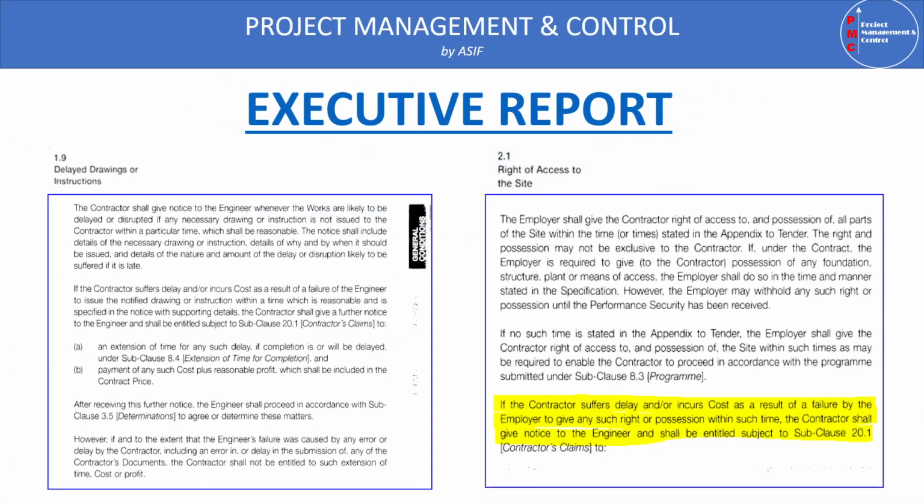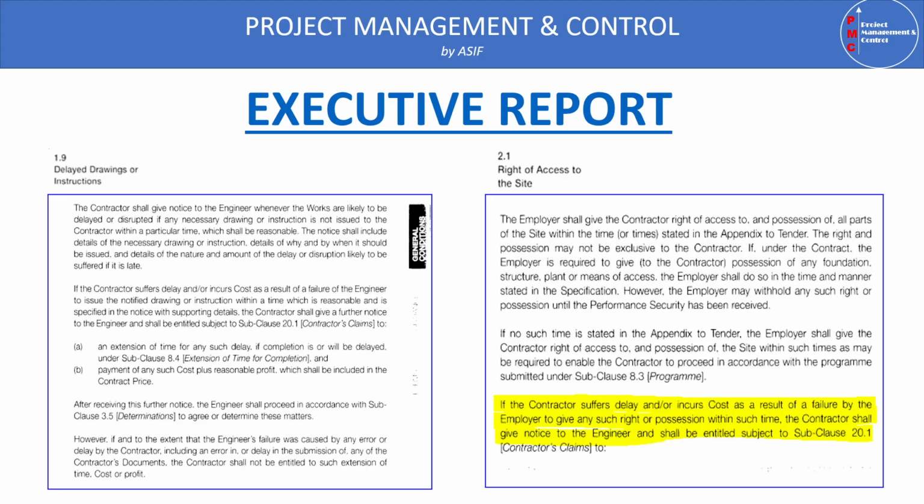Now we will see the clauses as per FIDIC 99 which are helpful for the contractor to prepare a claim. Number one is clause 1.9, which is related to delayed drawings or instructions. The contractor shall give notice to the engineer whenever the works are likely to be delayed or disrupted if any drawing or instruction is not issued to the contractor within a particular time. This particular time is defined by the early start and late finish, so the required information should be provided in between the early start and the late finish.